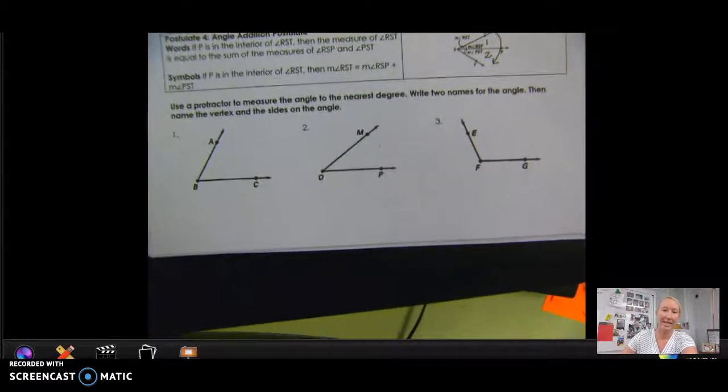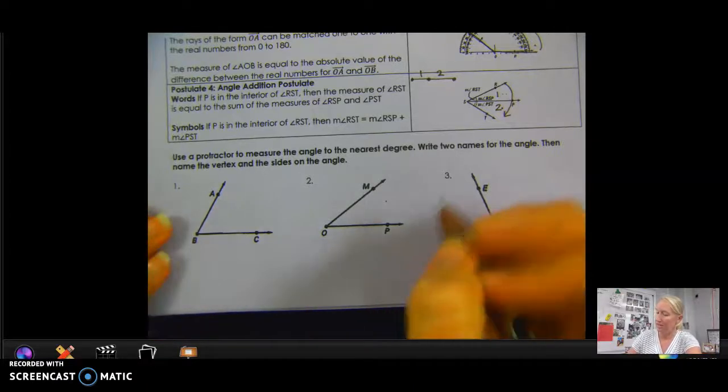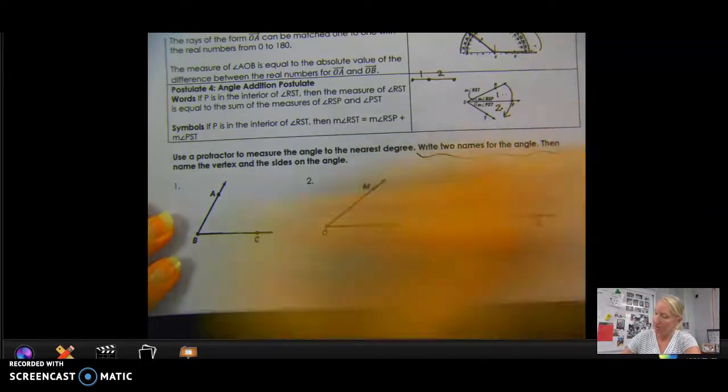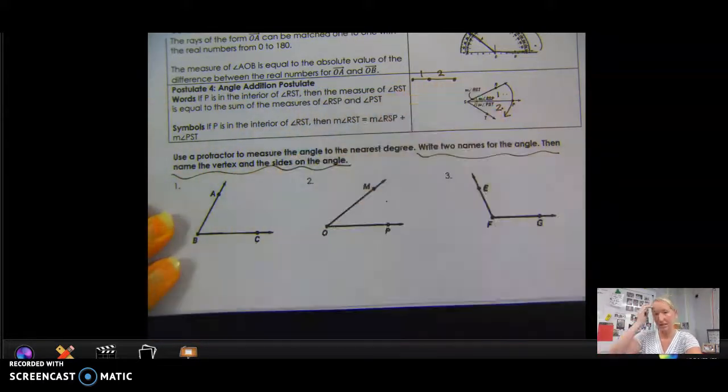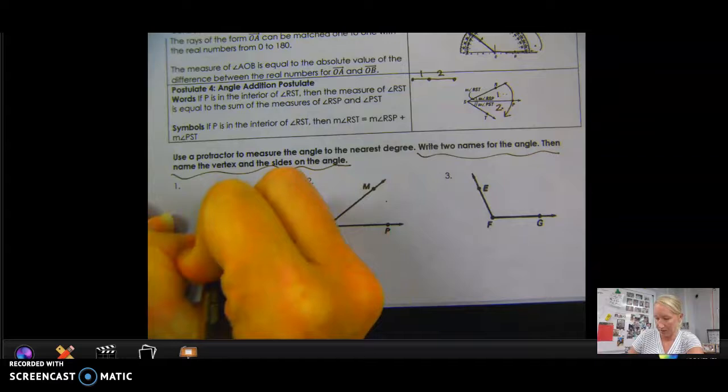You obviously cannot measure these unless you have a protractor at home. But what we can do is write two names for the angle and then name the vertex and the sides of the angle. But we can also say if it's acute or obtuse. So number 1 would be acute.